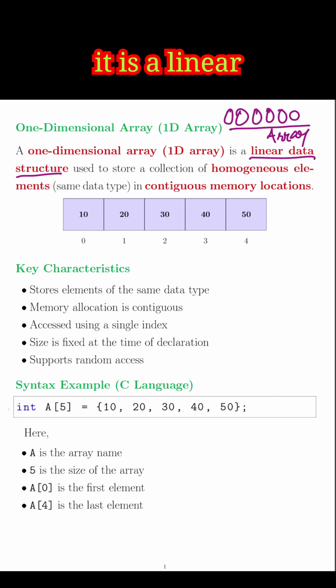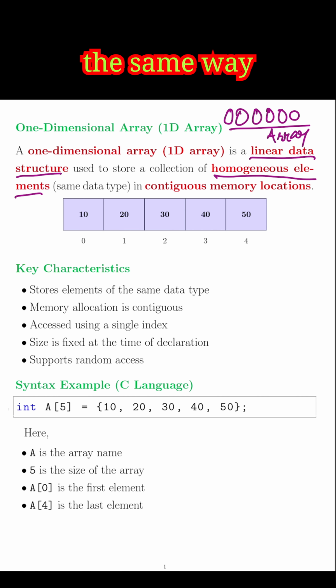When it is 1D, it is a linear data structure and it is used to store a collection of homogeneous elements. Homogeneous elements means what? All the elements are of same data type. Like you can see this collection of rings. So every element is a ring.